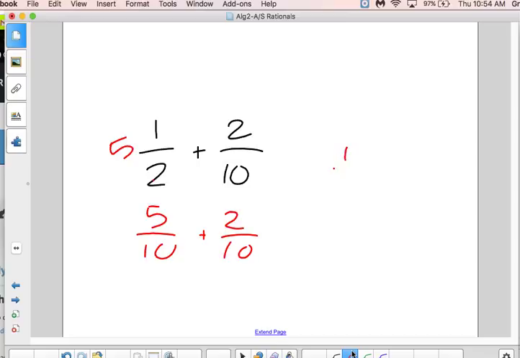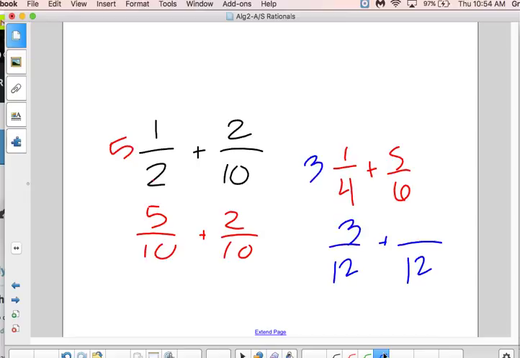If it was something like this, could you use 24? No. Yes. Because can 4 and 6 both be made into a 24? Is there a smaller number that 4 and 6 both go into? 12. If you wanted to make them both a 12, 4 times what is 12? 6 times what is 12? 2. So when you get a common denominator, the main thing is it's through multiplication.